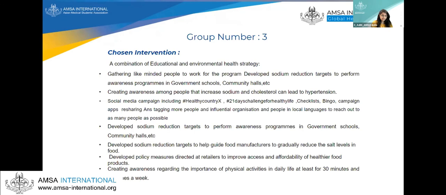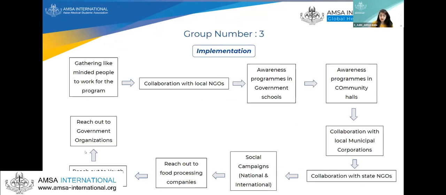Now, moving forth, in order to implement our intervention, we have discussed a brief plan of intervention. We begin by the coming together of like-minded people with a common goal of a healthier lifestyle so as to decrease the risk of hypertension in city X. We can begin with local awareness camps in schools, busy streets, and community halls, in collaboration with the local municipality. Further, after this small change, I'm sure we'll collaborate with more NGOs and more organizations to take our mission to a higher, larger level.